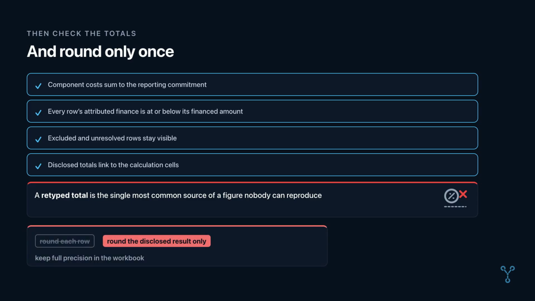On rounding, do not round each row before adding. Round only the disclosed result, using the institution's convention, and keep full precision in the workbook. Rounding early is how a reconciled total quietly stops reconciling.